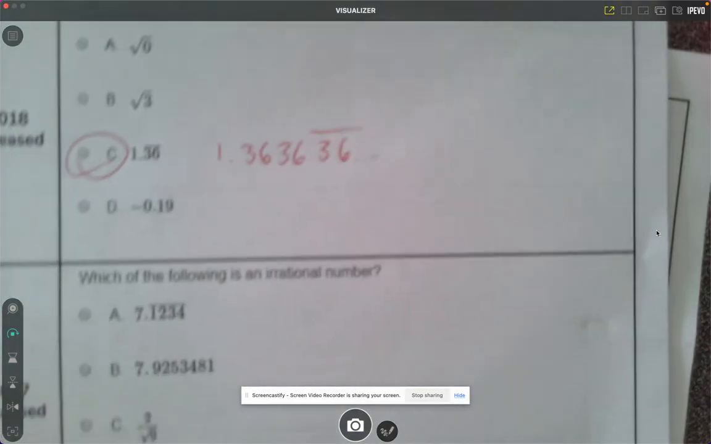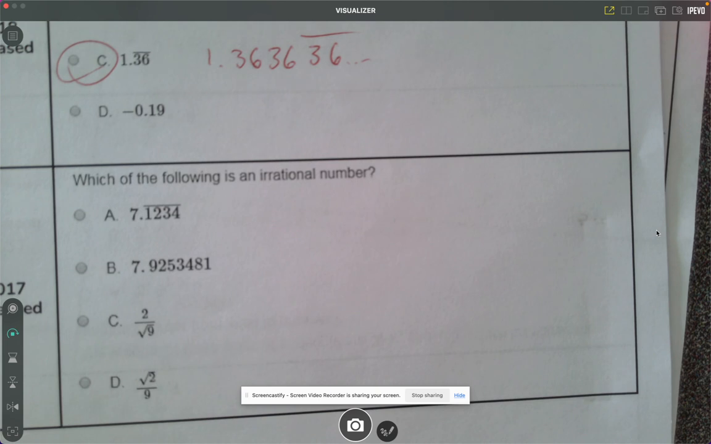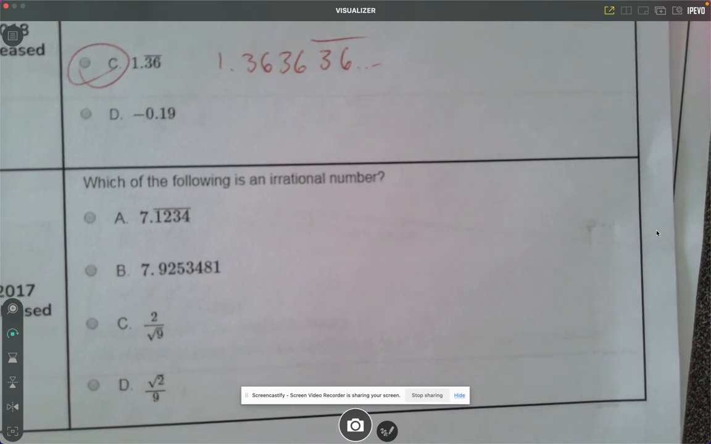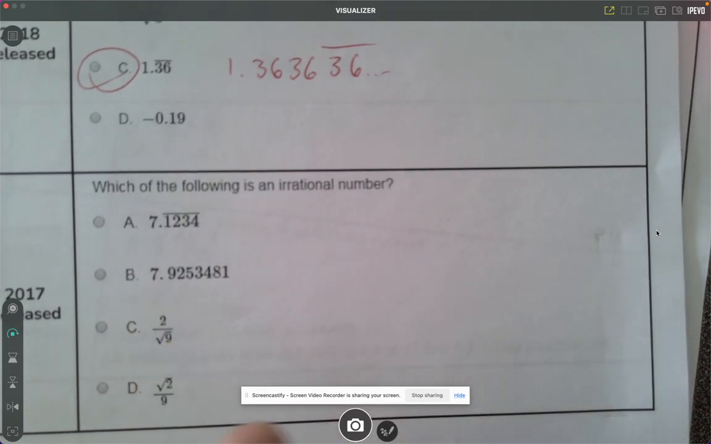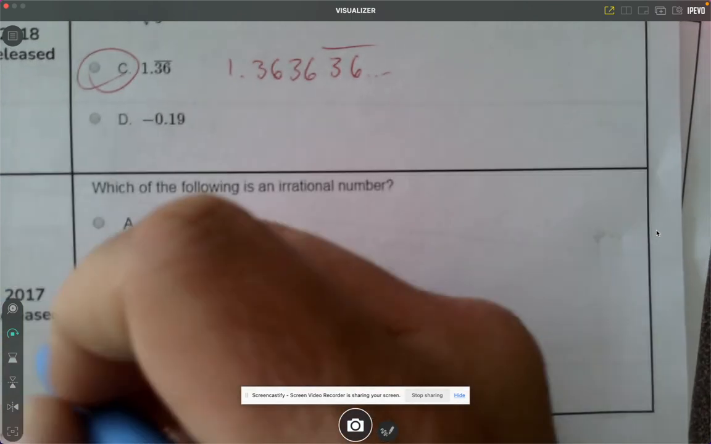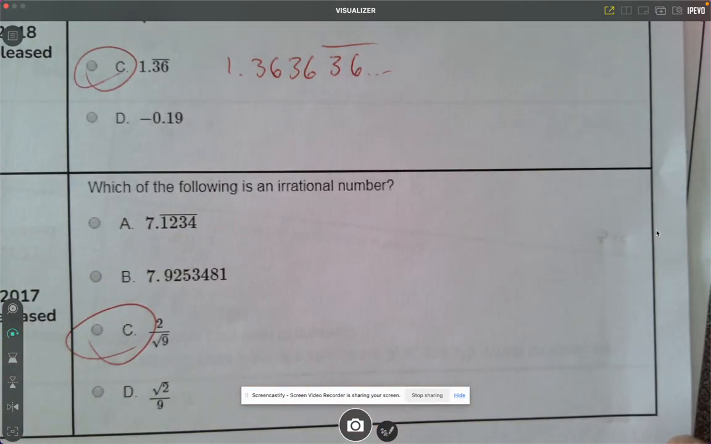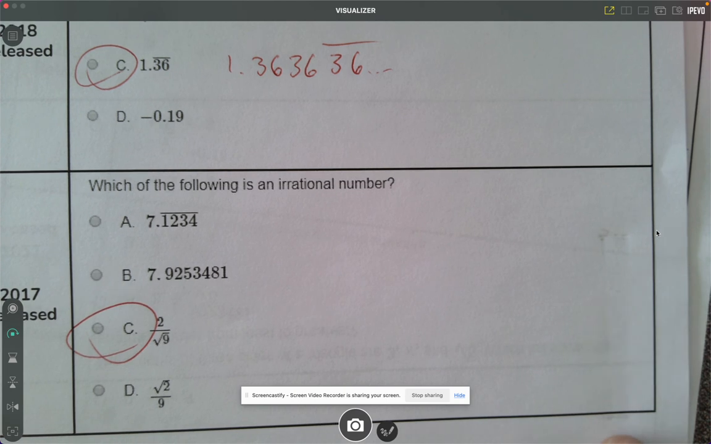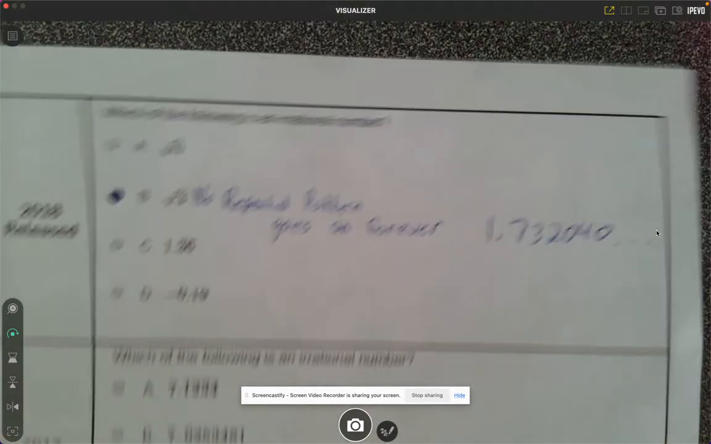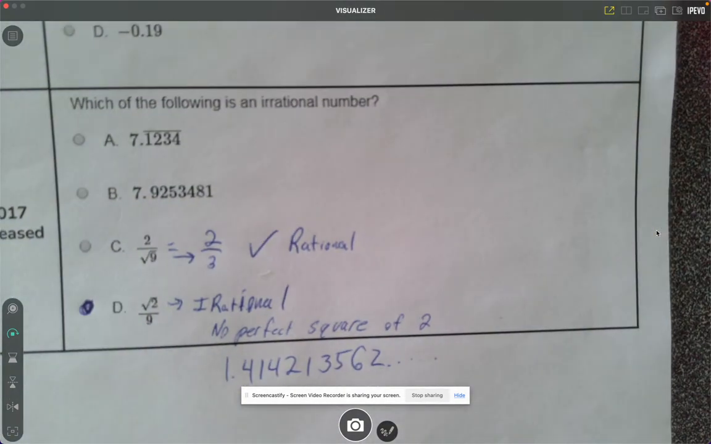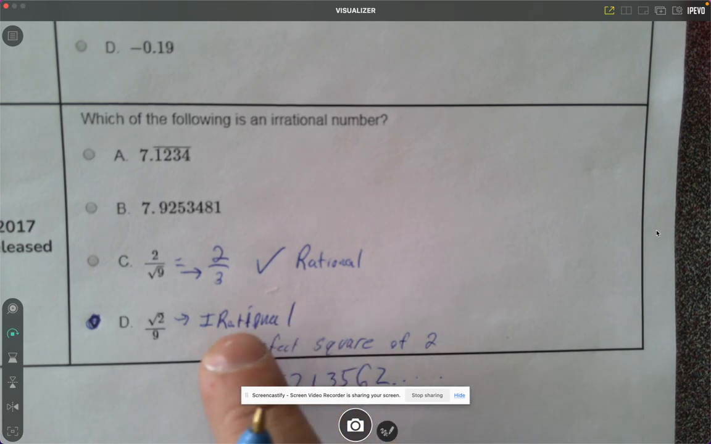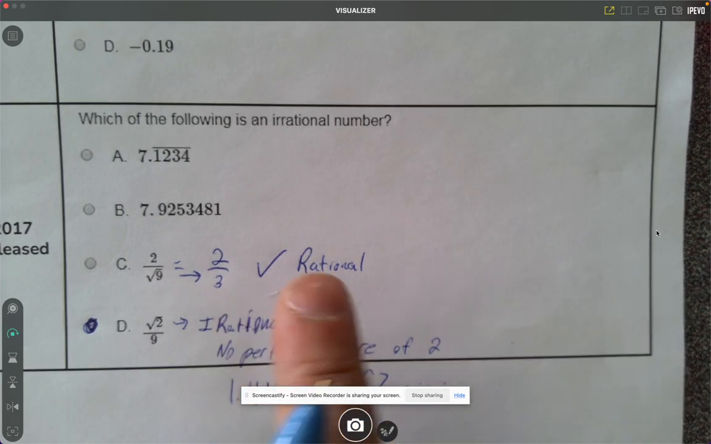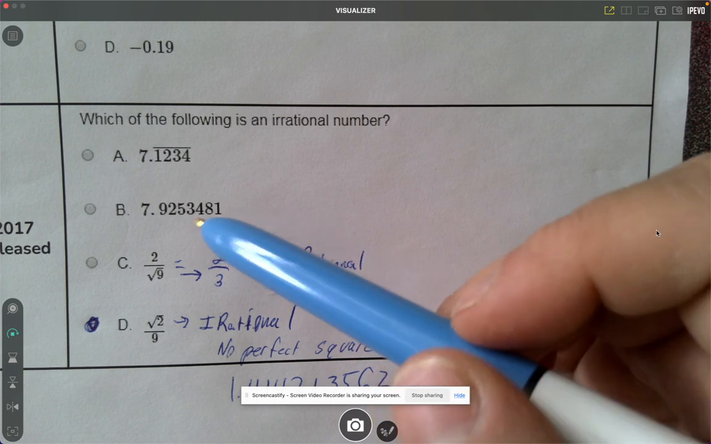If I did this one example here, I don't know if you're allowed to have a square root in the bottom. That's got to be irrational. But unfortunately, that's not the irrational number. The square root of 9 is just 3, so that's just 2/3. That's rational.